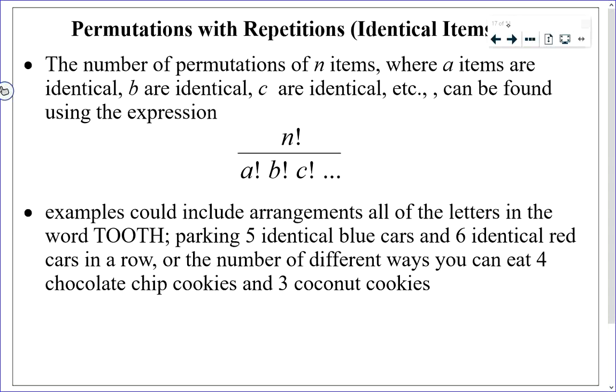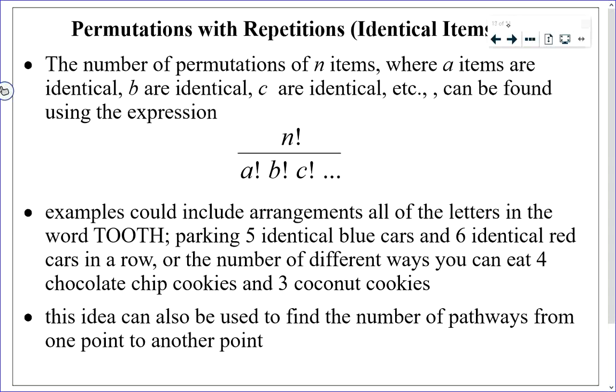If I had 4 chocolate chip cookies sitting in front of me and 3 coconut cookies, and I wanted to eat all 7 cookies, the number of different ways I could eat them would be 7 factorial, but I would need to divide by 4 factorial and 3 factorial.